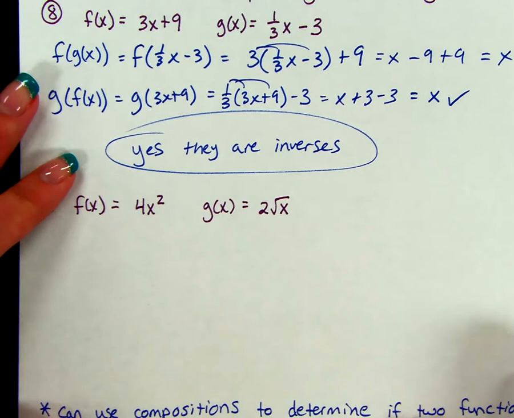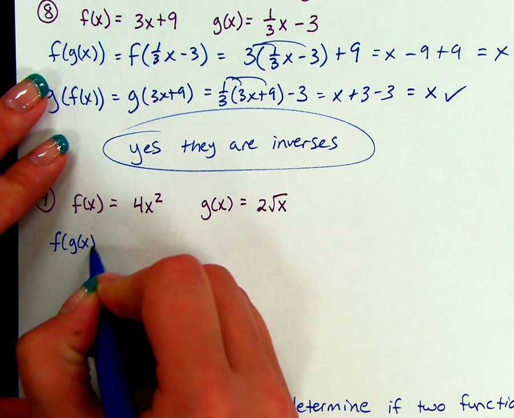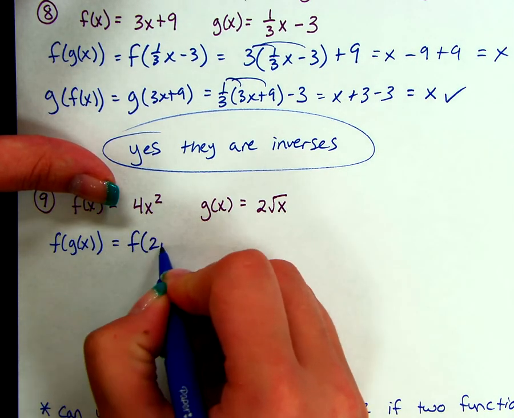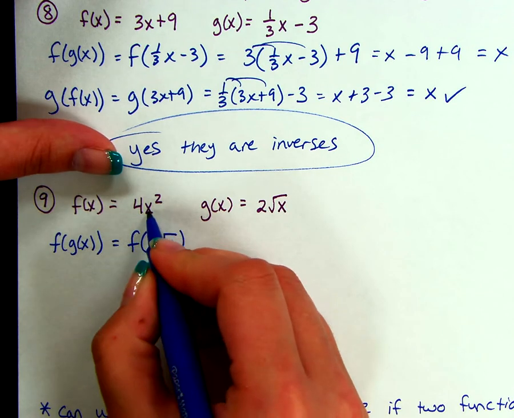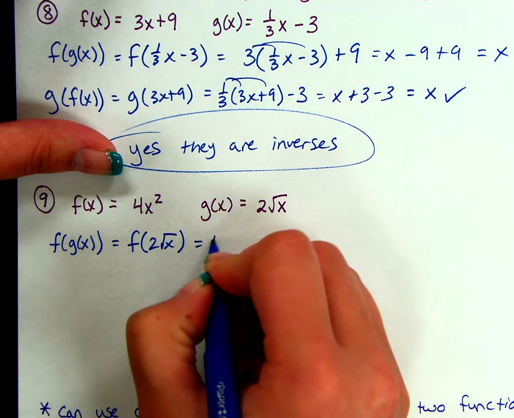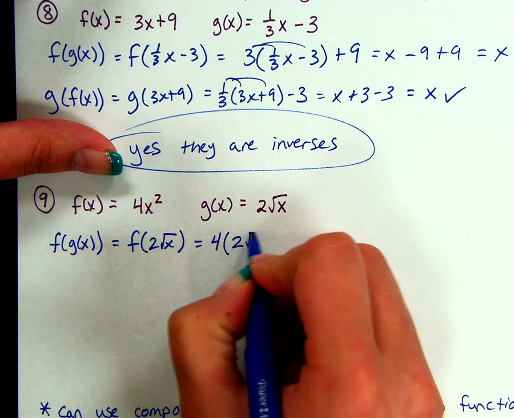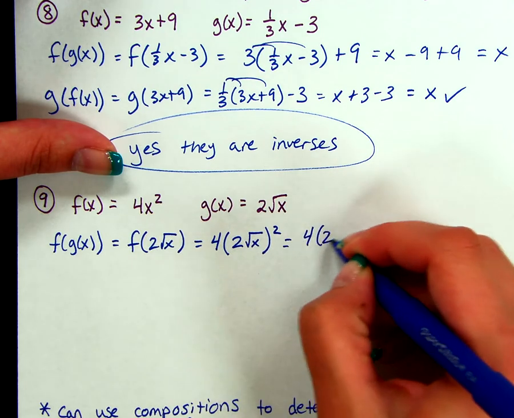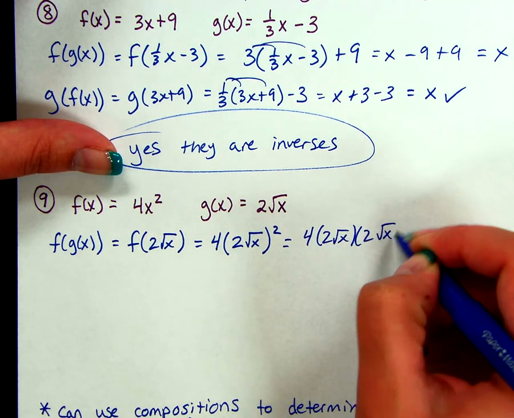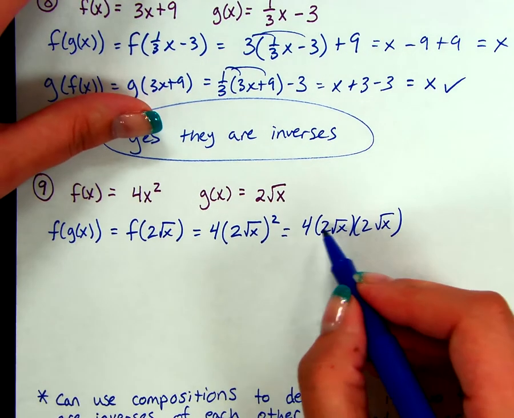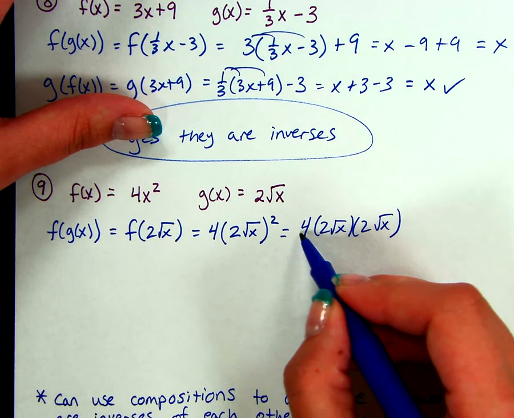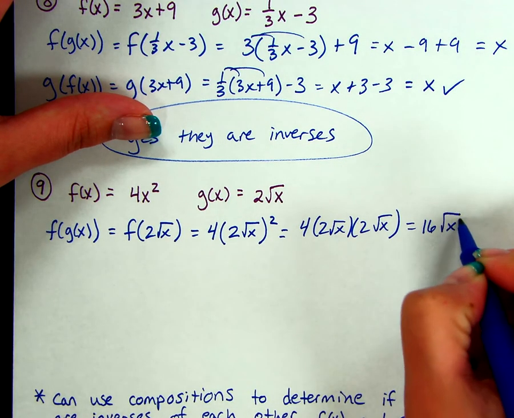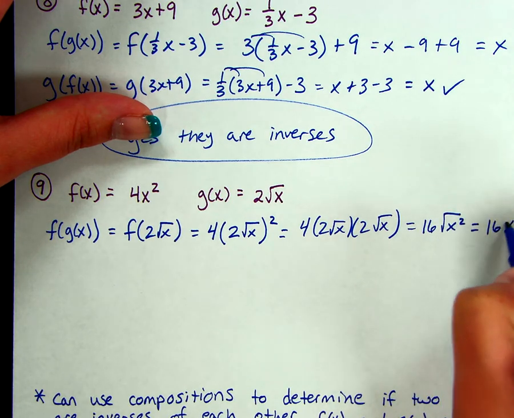All right, another one. So again, same idea. So we're going to do f of g of x. Okay. So again, that means I'm going to do f of 2 square root of x. So again, I'm going to replace this x with the 2 square root of x. So 4 times 2 square root of x quantity squared. So again, if I'm thinking about this, we're really doing 4 times 2 square root of x times 2 square root of x. So that just means I can multiply all my numbers together. So 2 times 2 is 4, times another 4 is going to be 16. And then the square root of x times the square root of x would be the square root of x squared. And then if we simplify that, that will give us 16x.